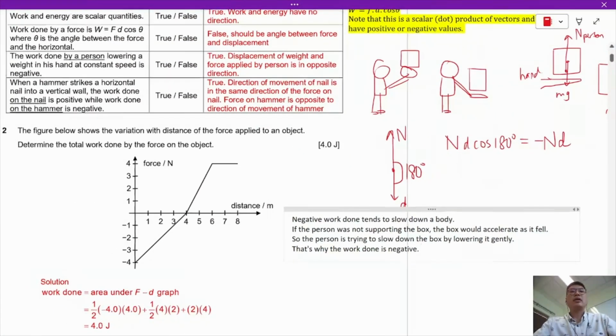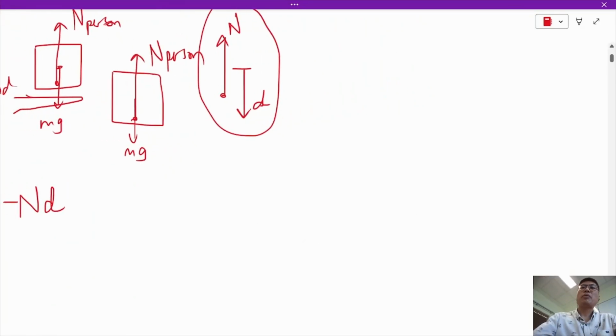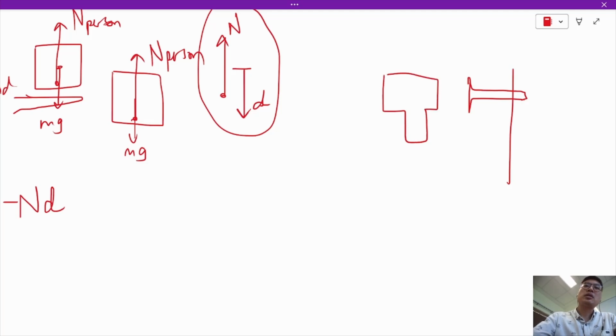Okay? Now, when a hammer strikes a nail horizontally into a vertical wall, the work done on the nail is positive, while the work done on the hammer is negative. Let's take a look at this situation where we have a vertical wall and a nail sticking out here, right? And then we have a hammer. The hammer is going in this direction. So when the hammer hits the nail, there will be a normal force by the hammer on the nail into the wall, and then there will be a normal force by the nail on the hammer.